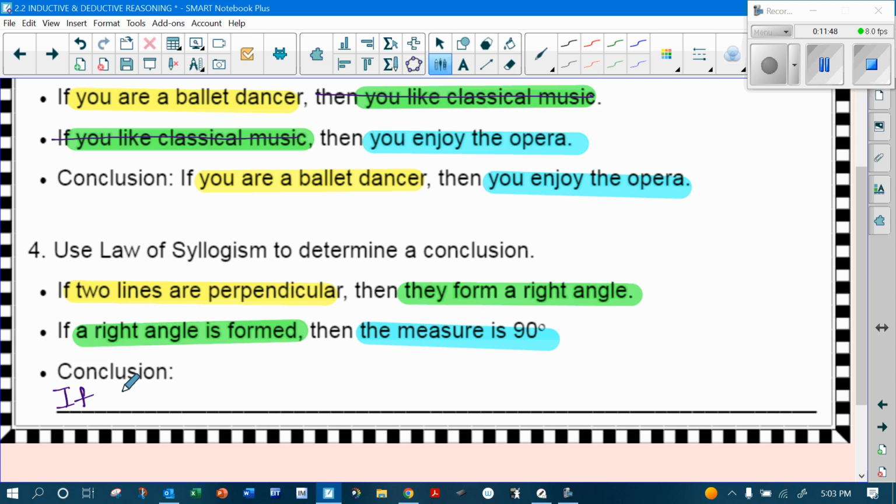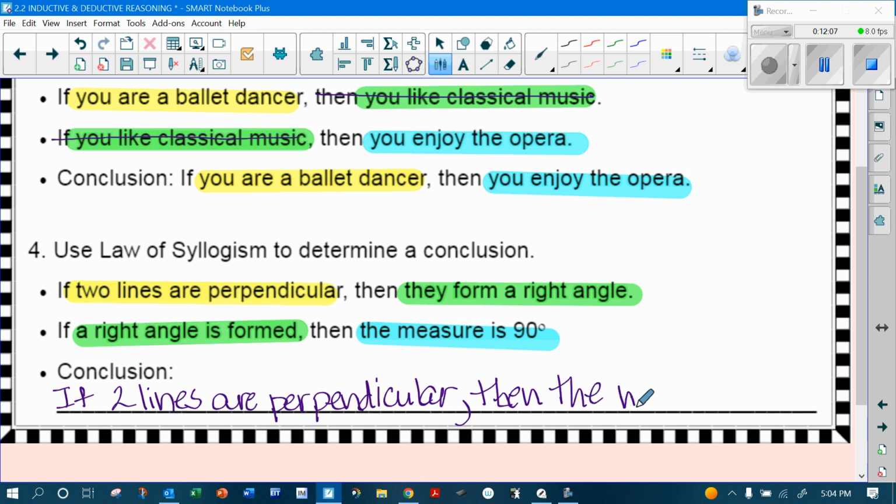So if two lines are perpendicular, then the measure is 90 degrees. And that's all you have to do, is you look and match. If this conclusion matches this hypothesis, then your sentence is going to be what's left over. So if two lines are perpendicular, then the measure is 90 degrees.